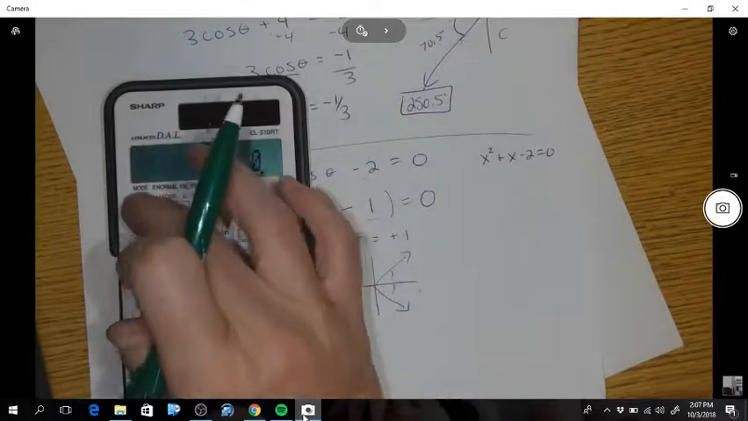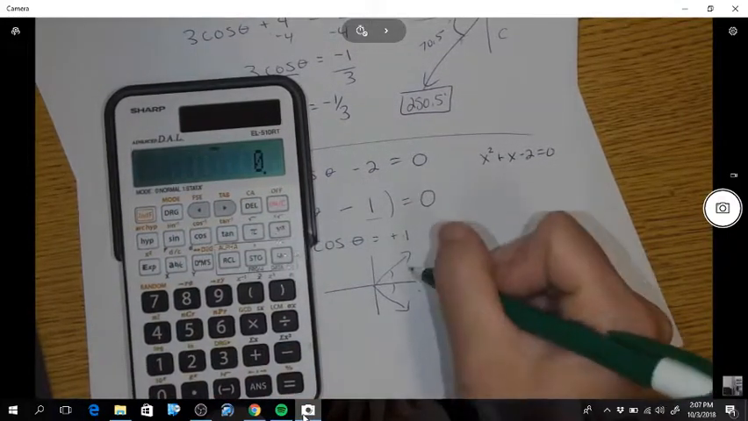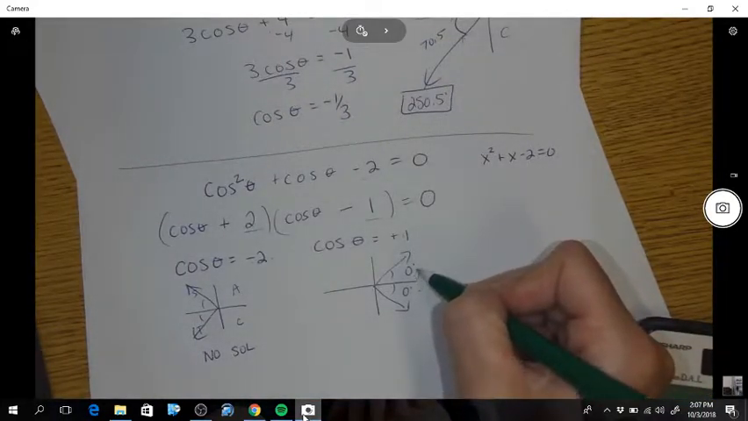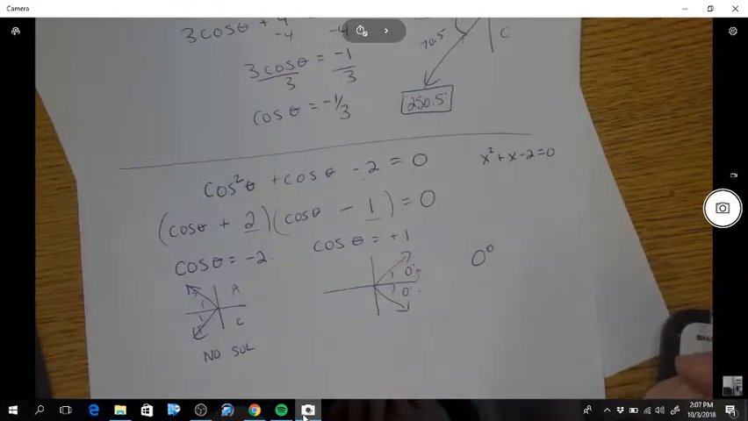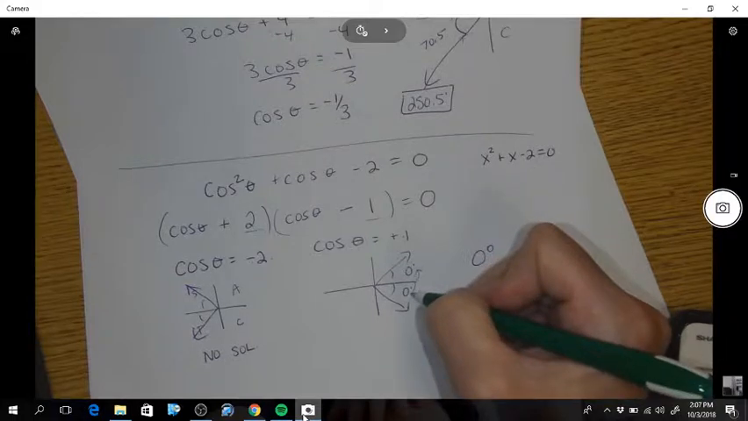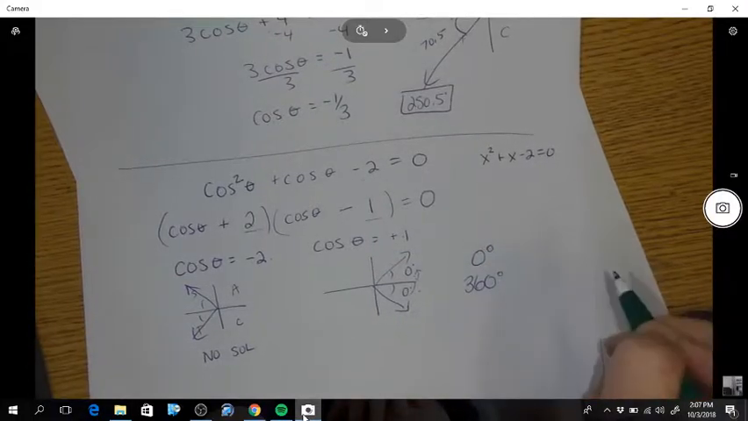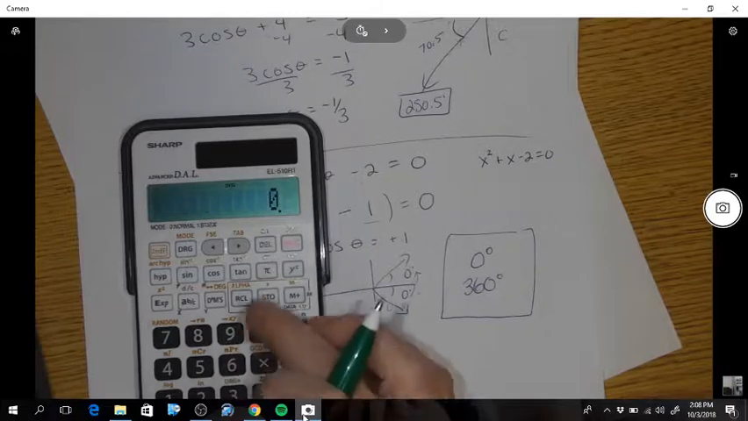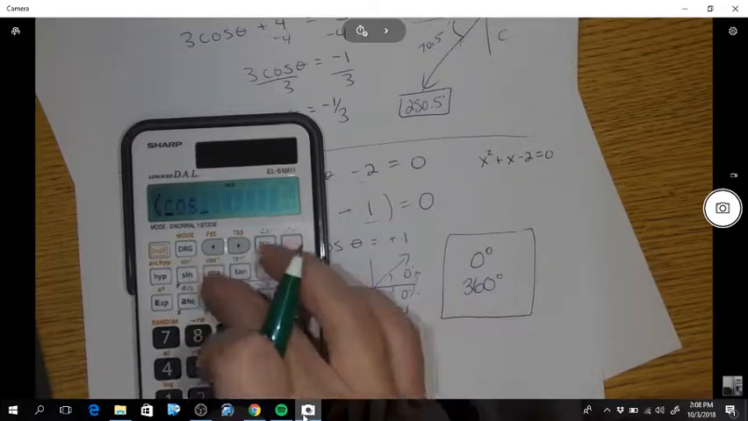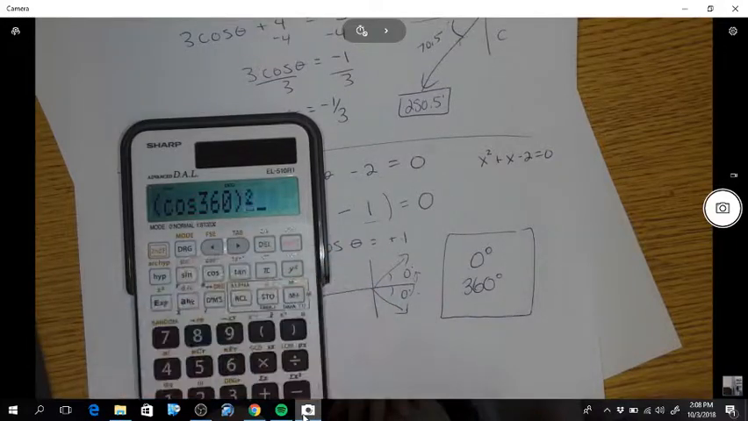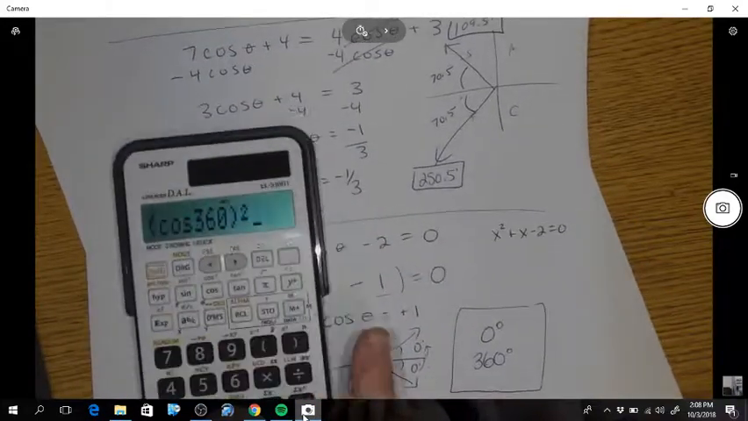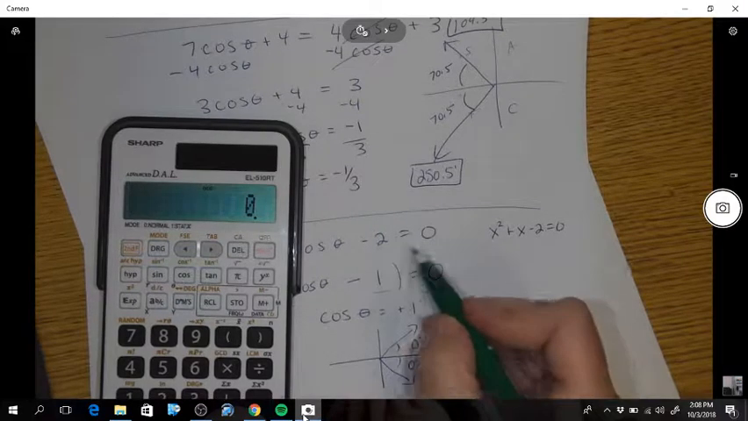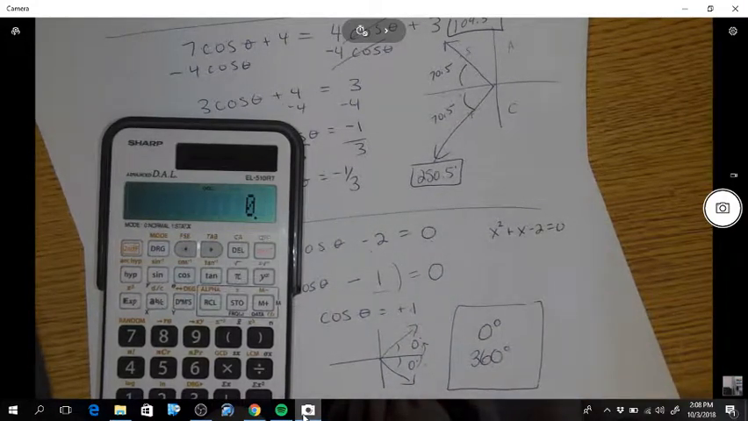So I'm going to cos inverse 1, and I get 0 degrees. Okay, so what if I go 0 degrees that way? I'm still at 0 degrees. What if I go 0 degrees backwards? Then I'm still at 360. And there's your final answer. And you can check it out. Should we do 360 as a check? Cos of 360 squared, and then we had plus cos of 360, and then subtract a 2, and we should get 0. So that balances out. Okay, happy equation solving.